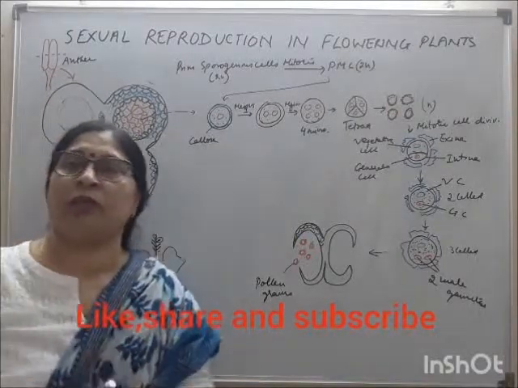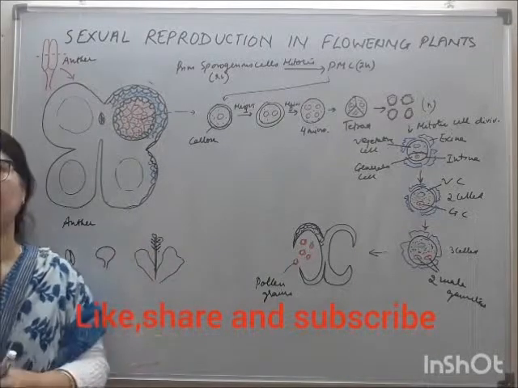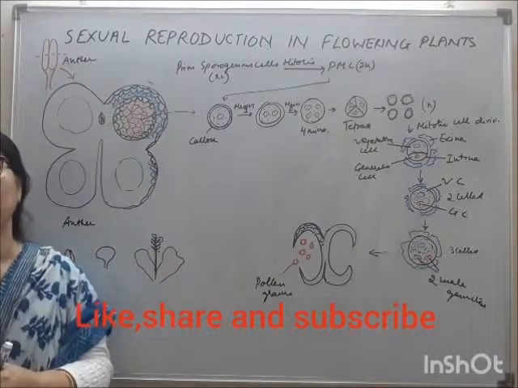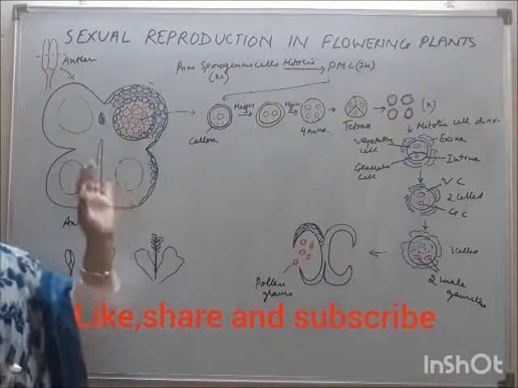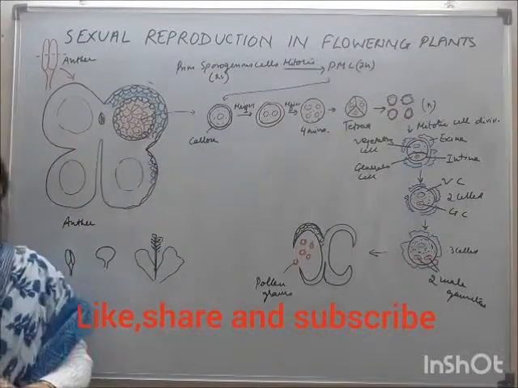Now this is all about the formation of male gametophyte, releasing of pollen grains. This is the flow chart of the whole process.